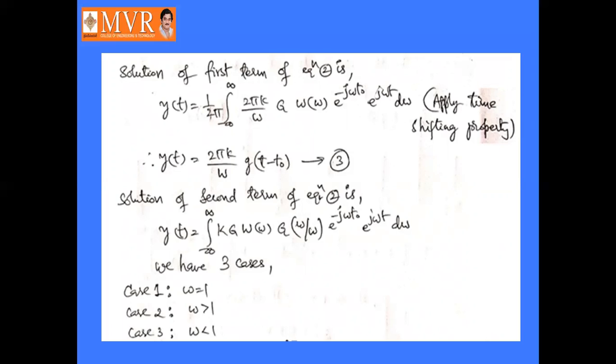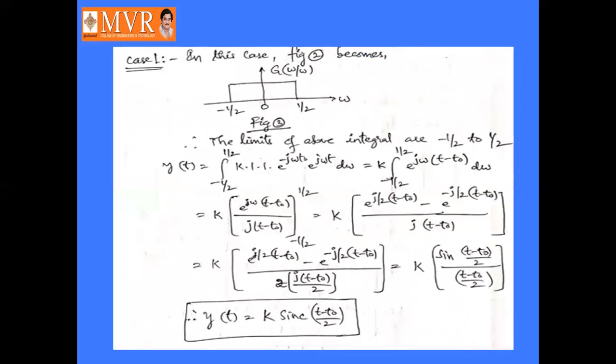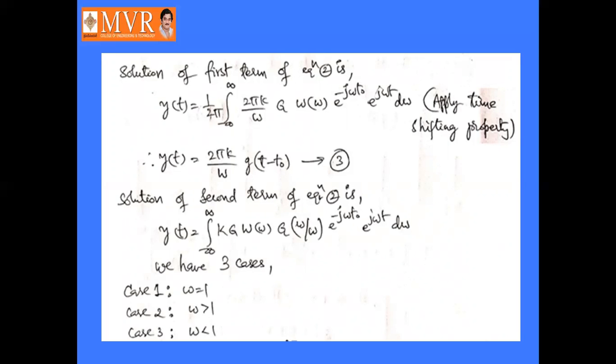So that is equation number 3. So in the next class we will do the remaining cases. Okay, y of t will be calculated. So for these cases, if omega is equal to 1, if omega is greater than 1, if omega is less than 1, what will happen? We will see in the next class. With this, I am concluding today's class.